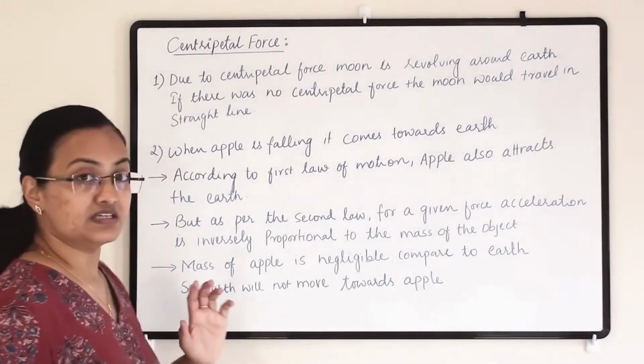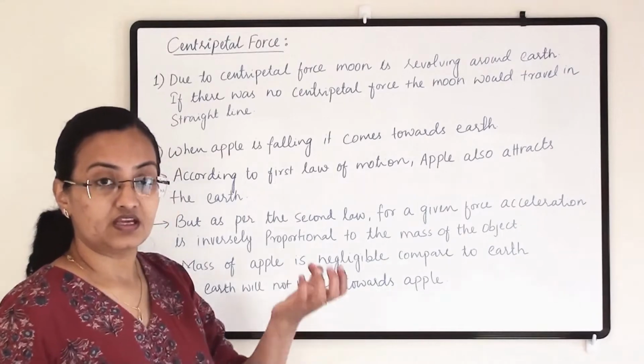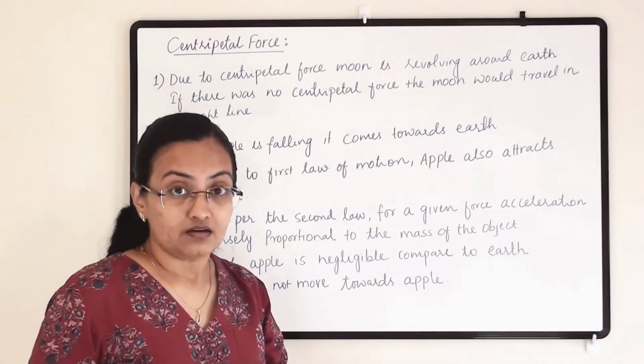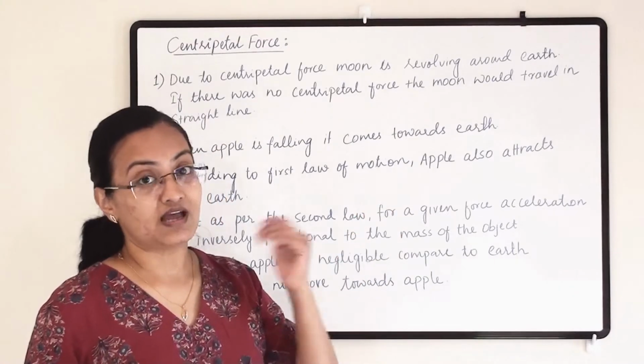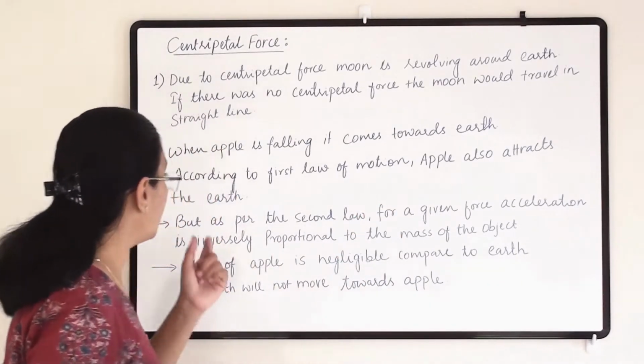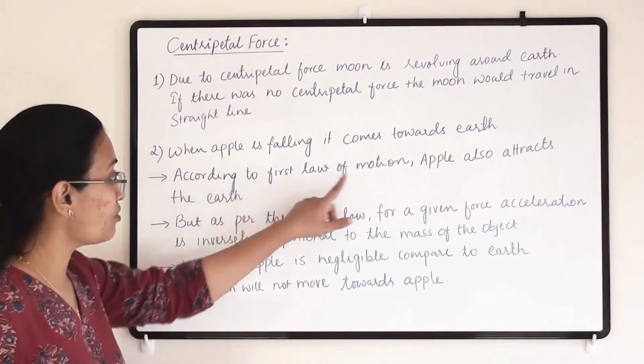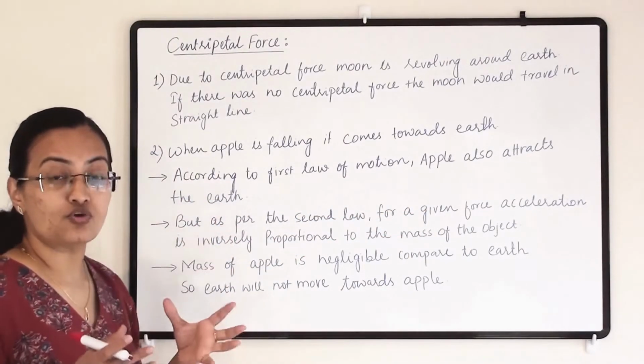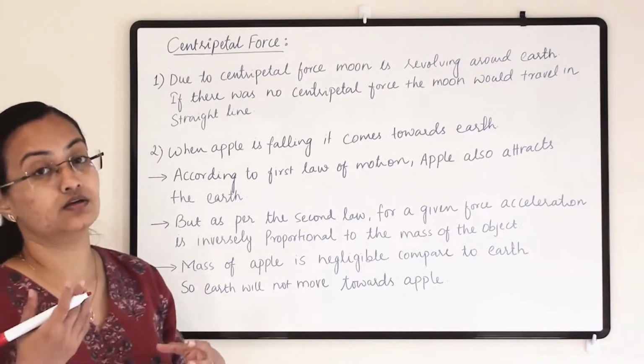The second example is when an apple falls towards the earth, but the earth does not go towards the apple. What is the reason behind that? According to the third law of motion, the apple also attracts the earth. Each object will attract another object.